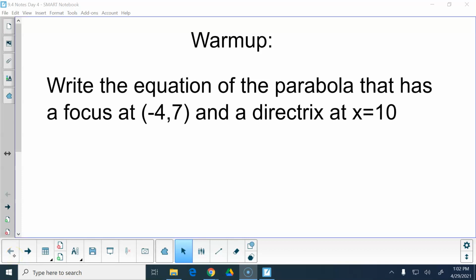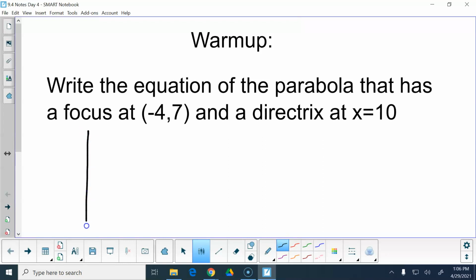All right, so a parabolic warm-up question for you today. Write the equation of a parabola that has a focus at -4, 7 and a directrix at x equals 10. Find me the equation, please. So first thing we've got to do is figure out what we've got. Okay? So -4, 7 is up here, and that's going to be the focus. The directrix of x equals 10 is going to be way over there.